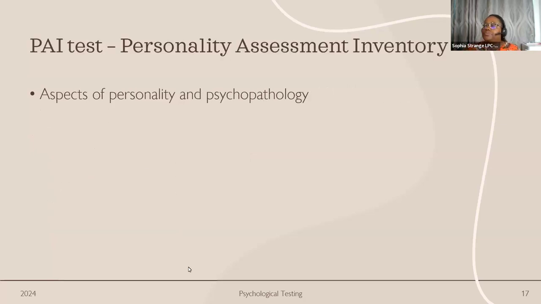Okay, next slide. PAI, that's a personality assessment. Okay, that was weird. Personality Assessment Inventory. We're looking at personality and psychopathology. There's a cyclical nature to psychopathology because it always leads you back to the start point.